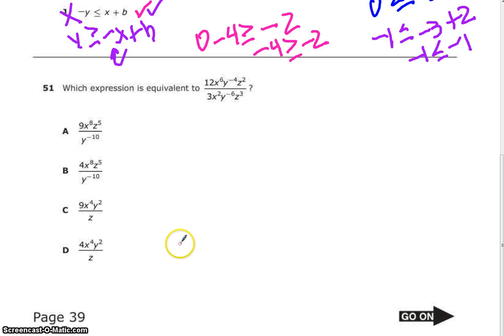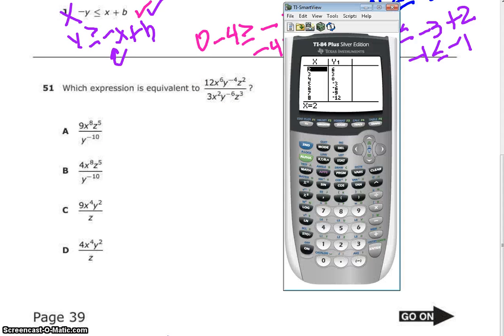Number 51, which expression is equivalent to, and they give you all of the exponents. Remember that we've talked about how you can store values. So let's start by storing something for x, y, and z. I'm going to store 2 for x. I'm going to store 3 for y. And I'm going to store 4 for z.